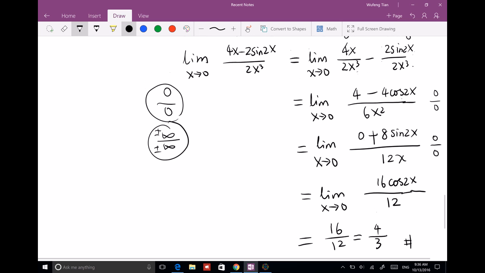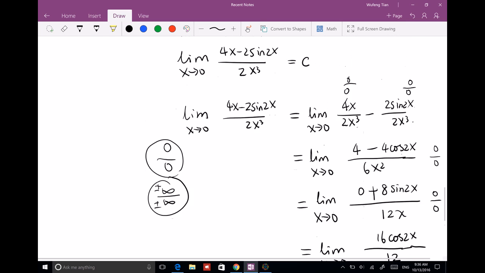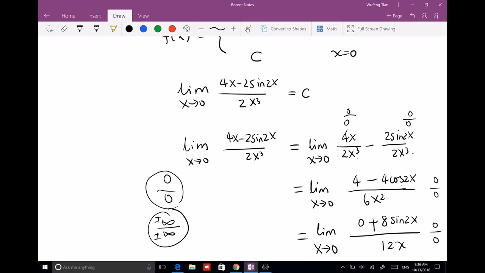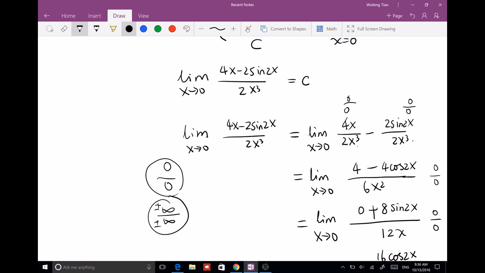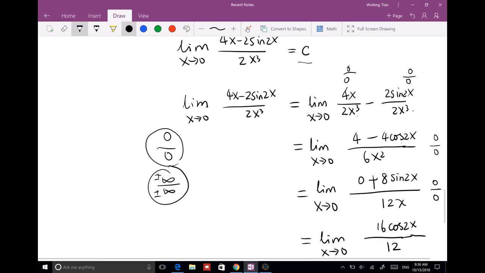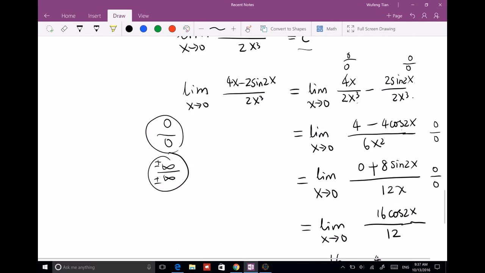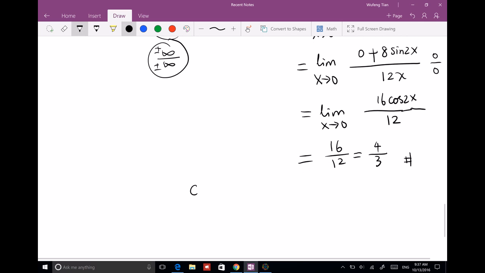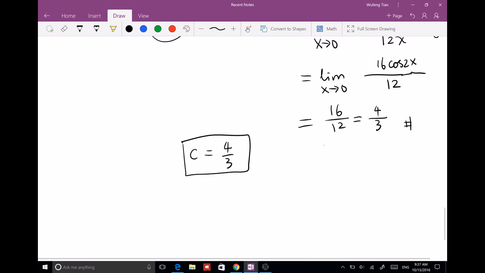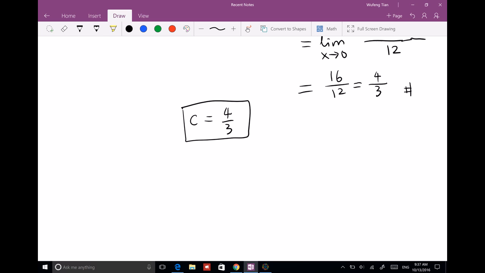Okay. So we use L'Hopital's rule several times, and we got C equals 4/3. We find out that when C equals 4/3, this function is going to be continuous. So C equals 4/3, and the function is continuous. All right. Does it make sense, everyone?